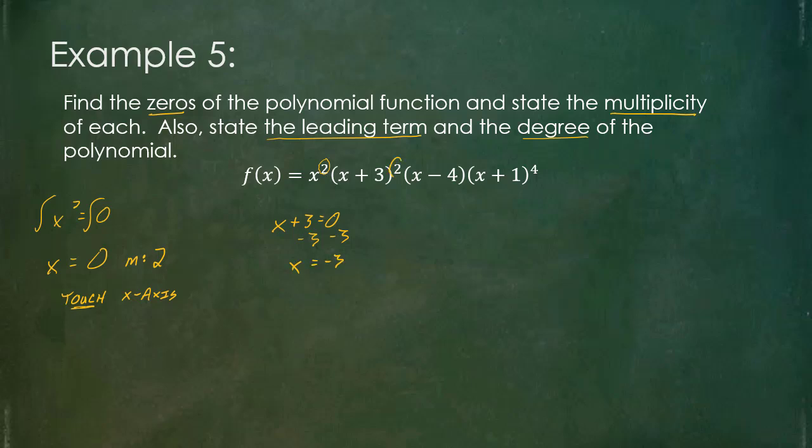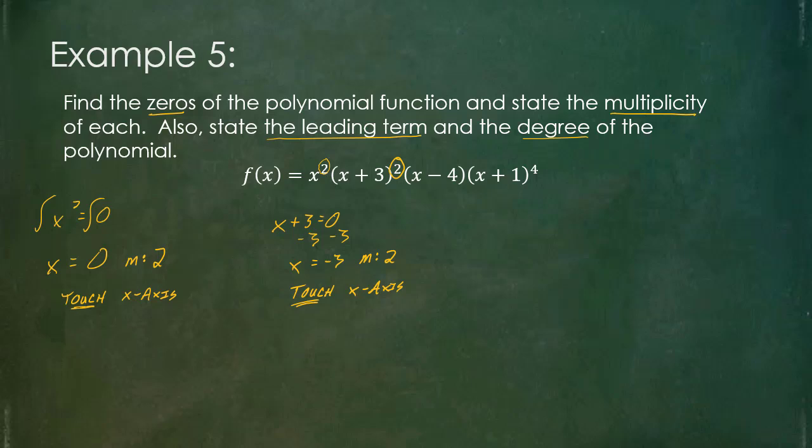But again, that one had a power on the outside of that parenthesis as well. In this case, that power was a 2. So I could say that x equals negative 3 is a 0. Its multiplicity happens to be 2. And since that's an even number, I can think ahead to what that means graphically. It would just touch the x-axis.